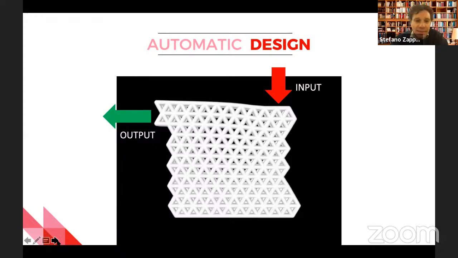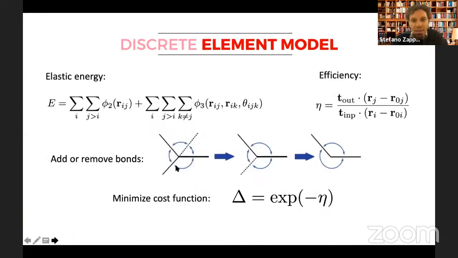And we do it in a discrete way. We don't use finite elements. We just use a discrete element model, very discretized, in which we have just stretching and bending. We are also doing 3D applications now, in which we also have torsion, but it's a very simple model, which can be solved very fast. And in the end, you compute an efficiency, which is the input versus the output motion.